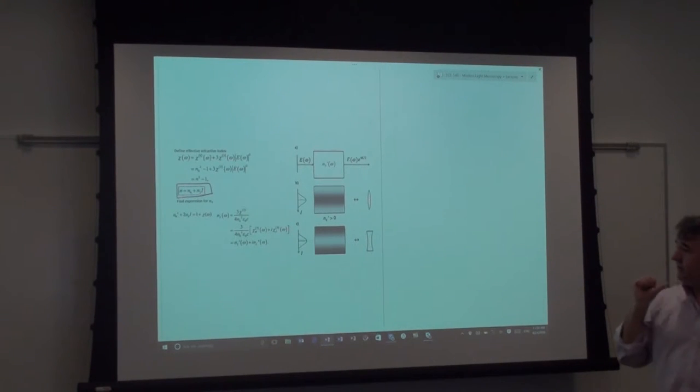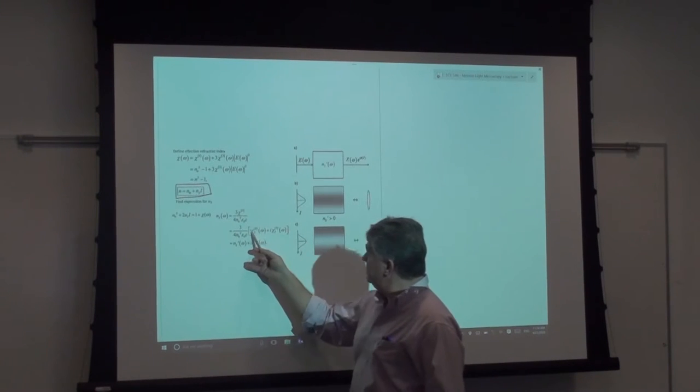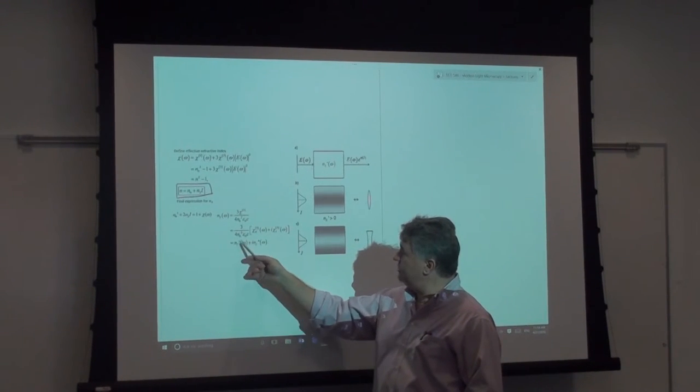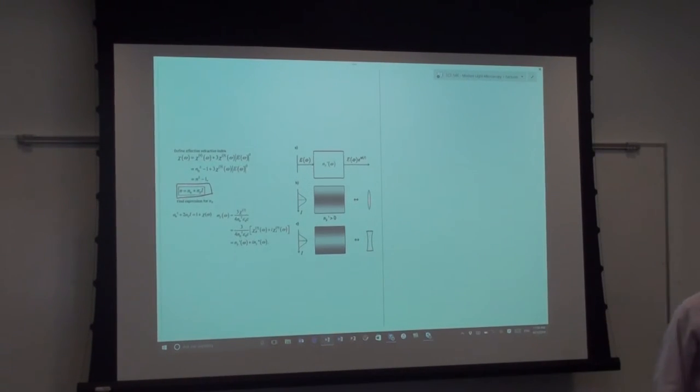So this is the refractive index part, the real part. Both of these are complex, right? So this will be N2 prime. How about this one? N2 double prime. What does that do? It's absorption. What does that mean? That is used in some lasers. Saturable absorbers.